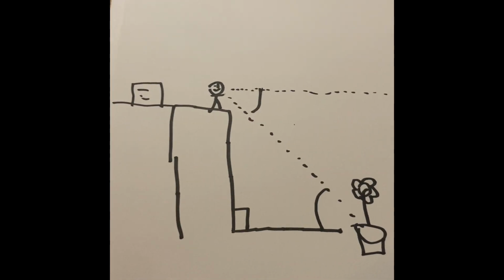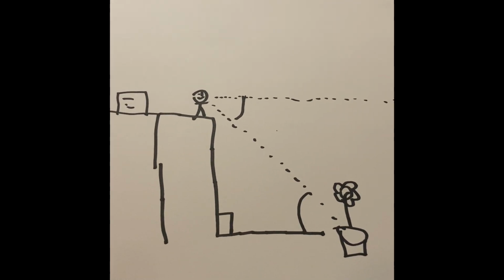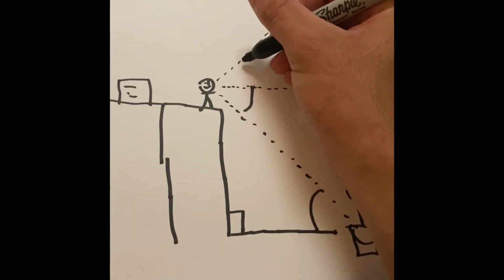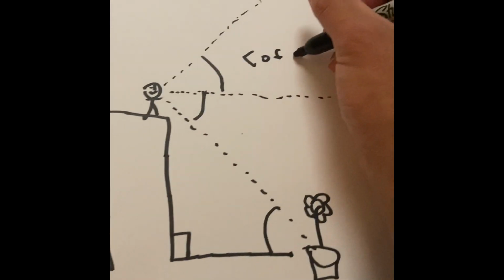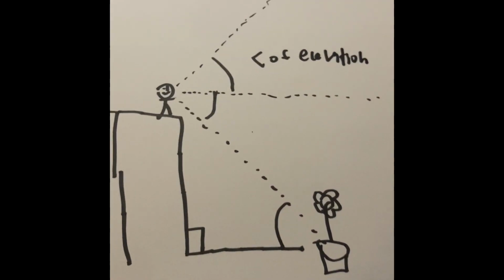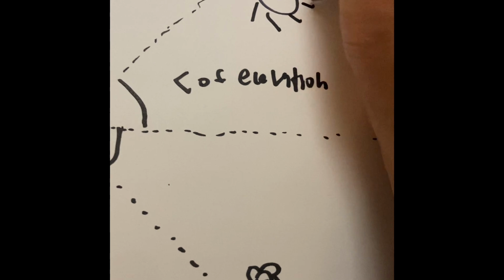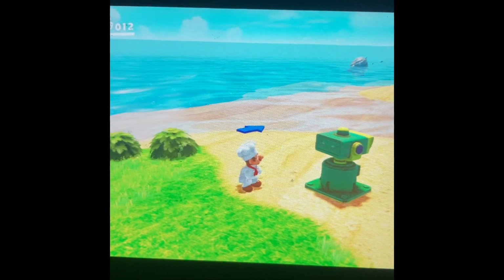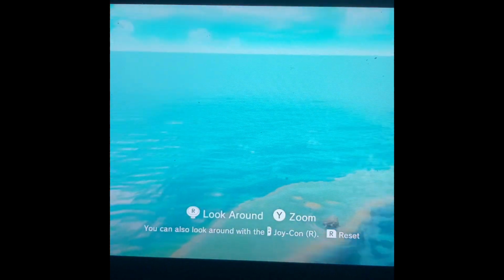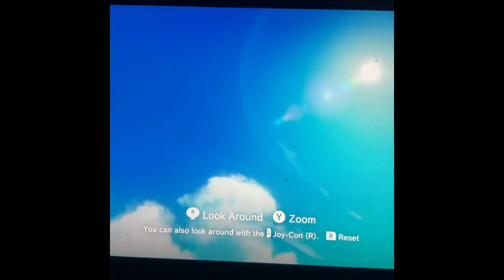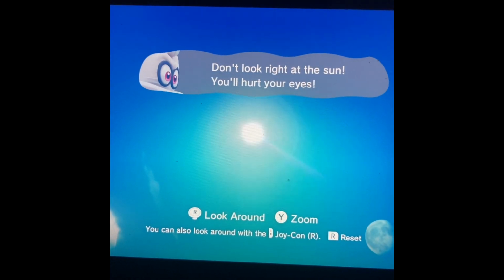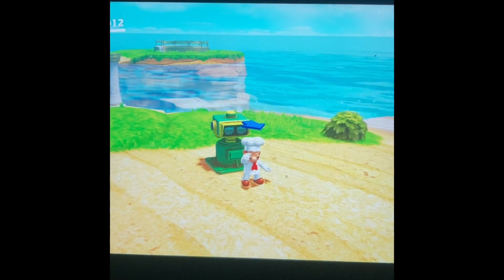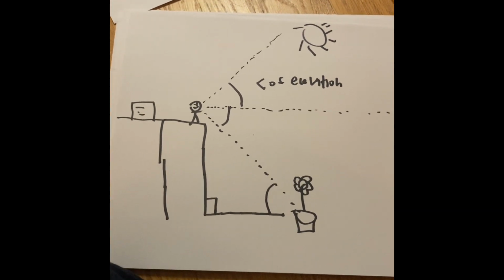There's actually another mathematical definition. Instead of calling it the angle of depression, if you look up instead, it's going to be called the angle of elevation. So right here is going to be the angle of elevation when you look up. So say you wanted to look at the sun, which is probably not a good idea. So yeah, that is going to represent the angle of elevation.